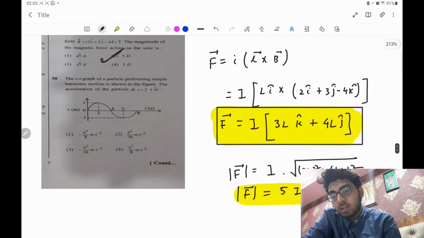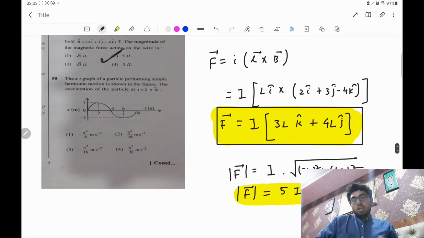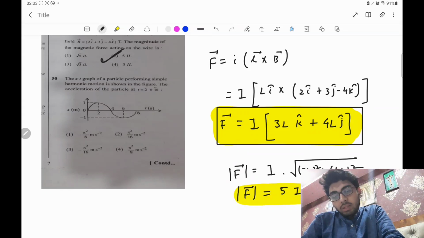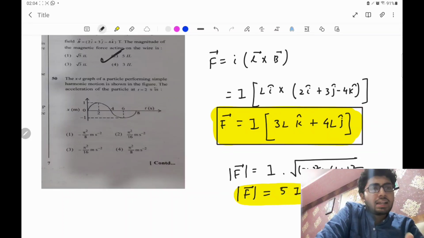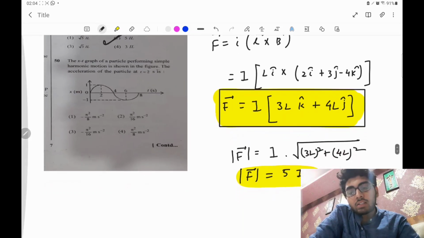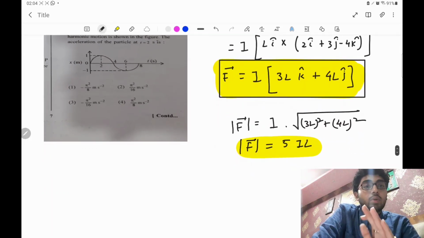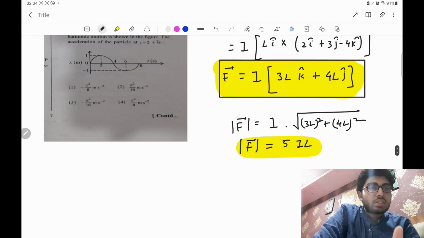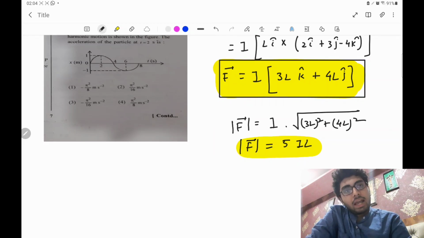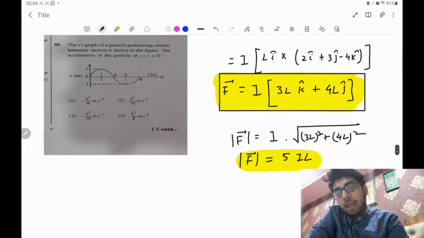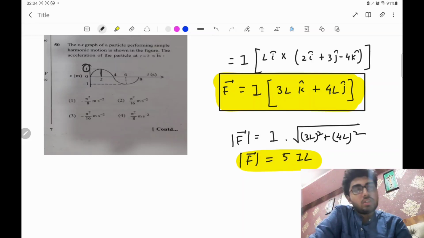The next question was: an x versus t graph for a particle performing simple harmonic motion is shown in the figure. The acceleration of the particle at t equals 2 seconds is? Now try to understand that this question can be solved in many ways, but if I ask what the equation of this graph is, can you see that this is a sine function starting from 0, and the amplitude is actually 1.